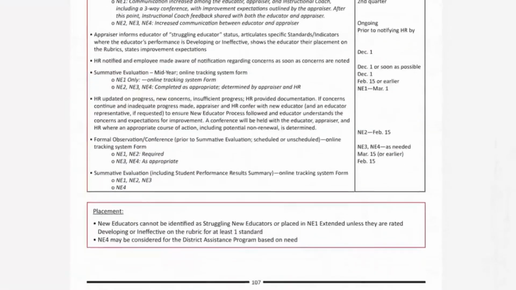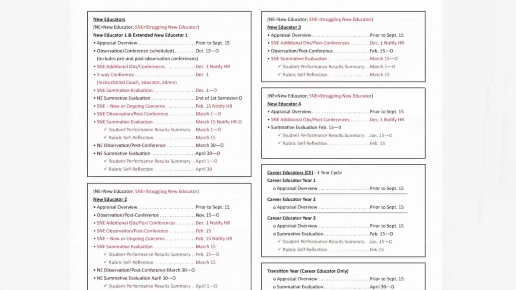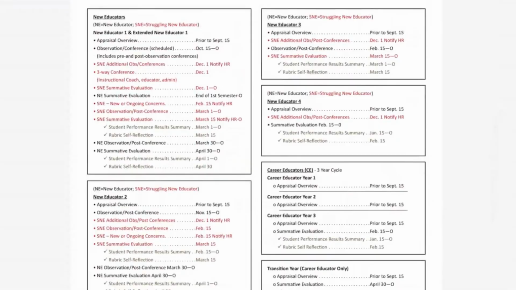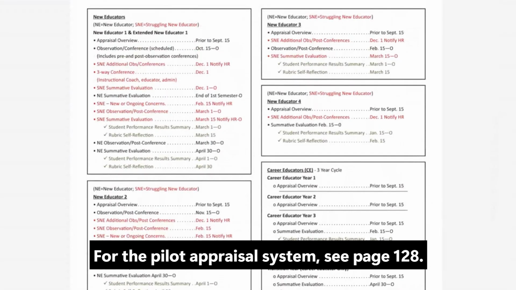The last thing I want to show you in the agreement is page 110. 110 is a really great page of the agreement because it has all of the due dates for appraisal no matter what cycle you're in. So what you'll want to do is look in the brown for student performance results summary for the type of educator that you are. For example, if you are a career educator in year 3, you will notice that your data is due January 15th. January 15th is the due date for Career Educator Year 3 and New Educator Year 4.